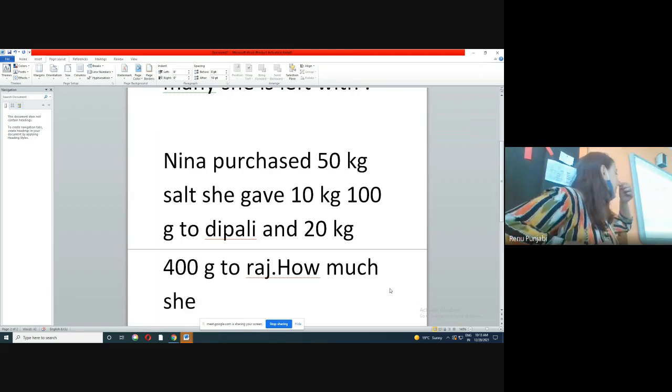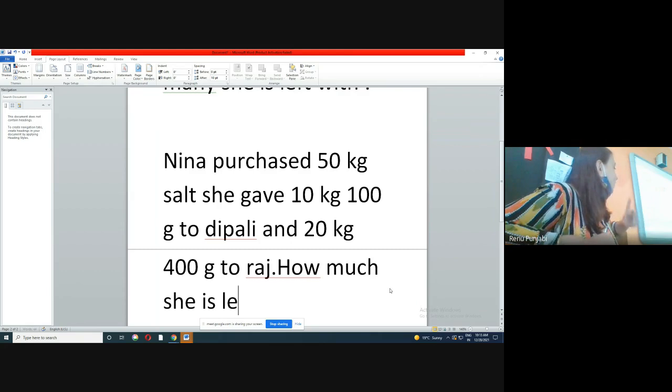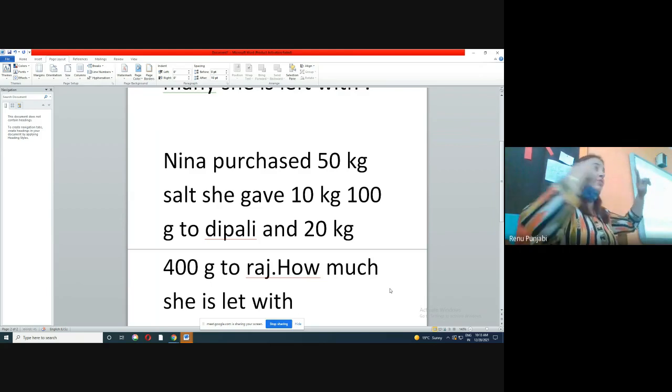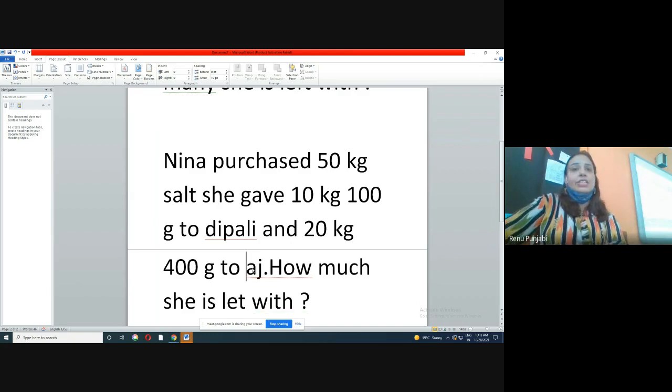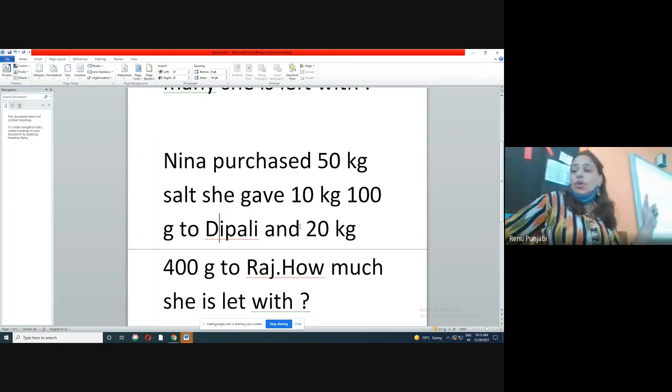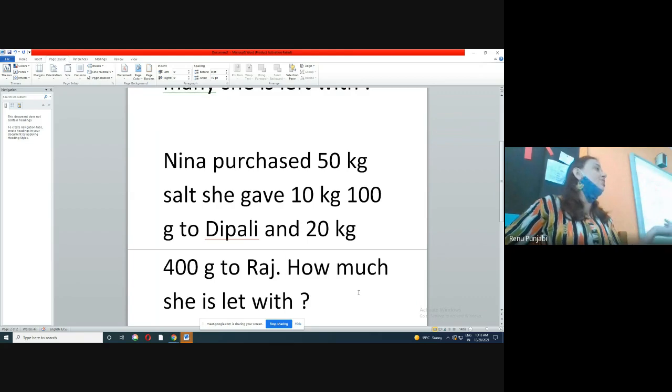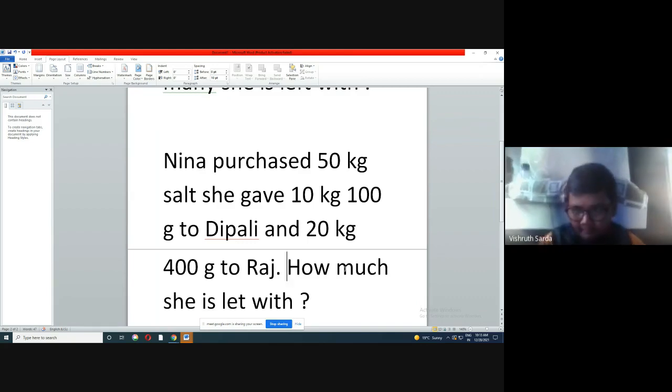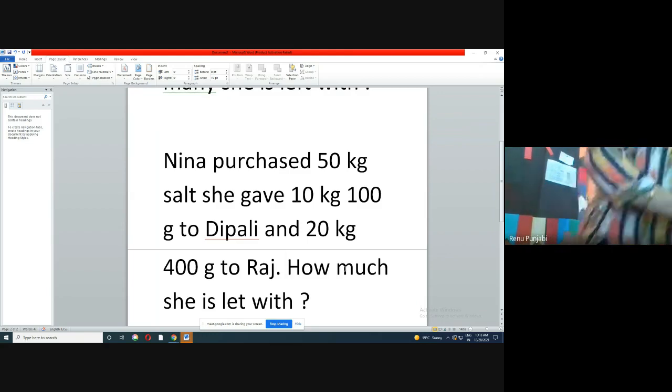Neena purchased 50 kg salt. She gave 10 kg 100 gram to Dipali and 20 kg 400 gram to Raj. Means she has distributed out of 50 kg to two persons, 10 kg 100 gram and another 20 kg 400 gram. So first you have to add the total distribution, which is 30 kg 500 gram, and out of 50 kg you have to subtract it. Is there any problem for online students to do this question? No, ma'am. I will explain to the offline students this.